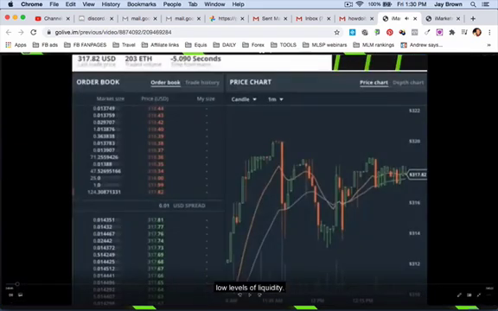Let's take a look at what happens when there are low levels of liquidity, not much market participation, and a large amount of orders that suddenly enter the market.